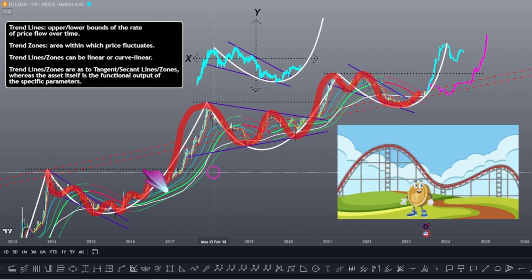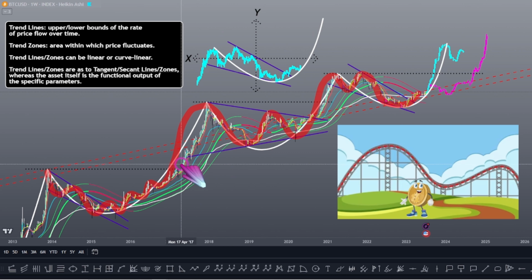For example, this purple line right here in the middle is specifically tangent to the high of 2017, and then would also be tangent to the local high of 2019. But then right here, when we head to August, September, October 2020, it would cease to be tangent and become more of a secant, because it's not skimming along a high or low of the price itself, but going straight through the actual movement of the price.